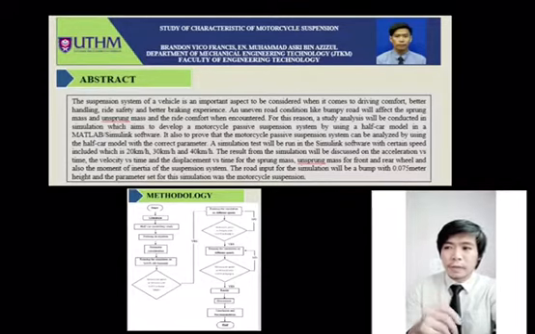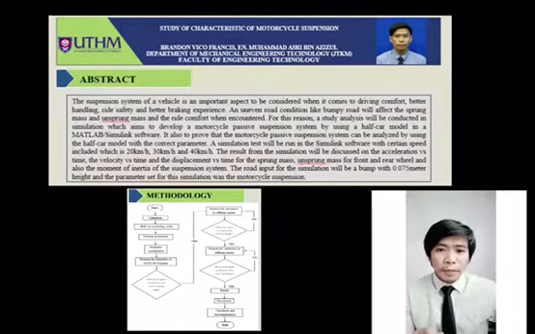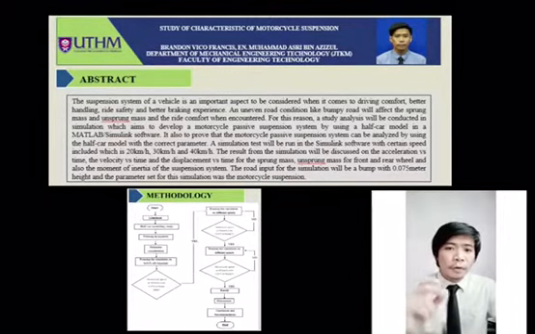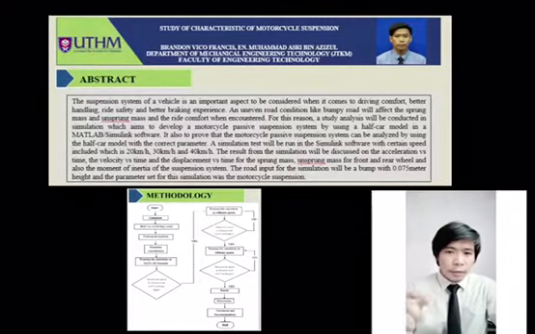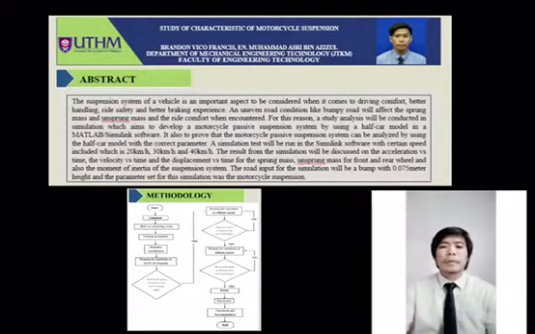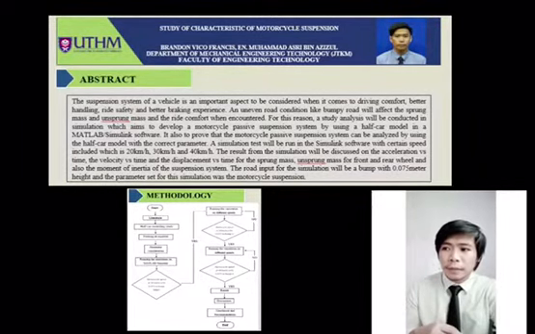As I have already done the calculation, it can now be inserted in the step input of the Simulink. This step input represents the time required for the wheel to stay on top of the bump during a certain time duration. Okay, so the simulation will be run for 20 kilometer, 30 kilometer and also 40 kilometer per hour.